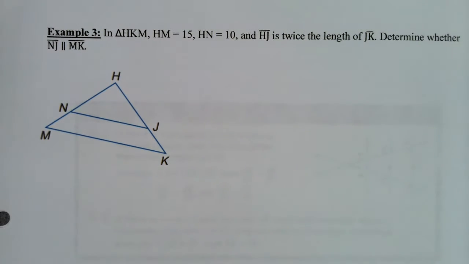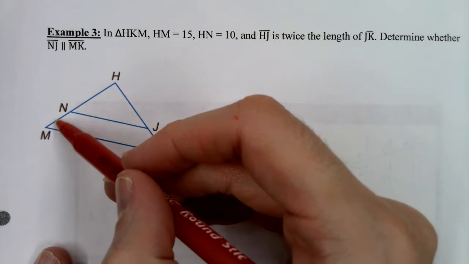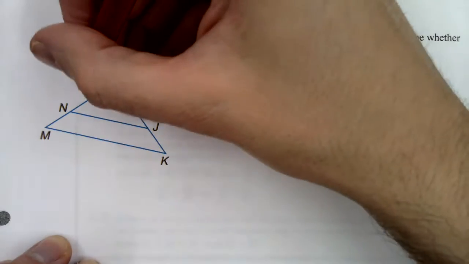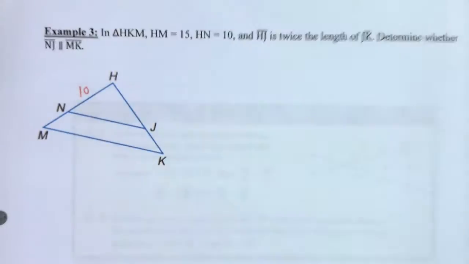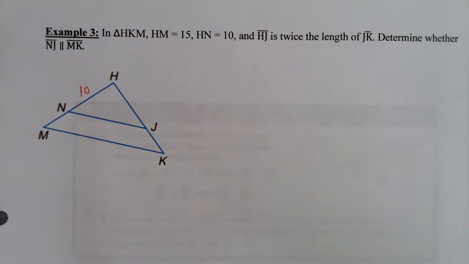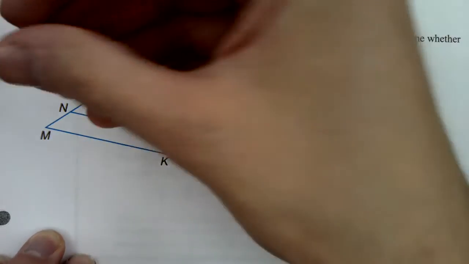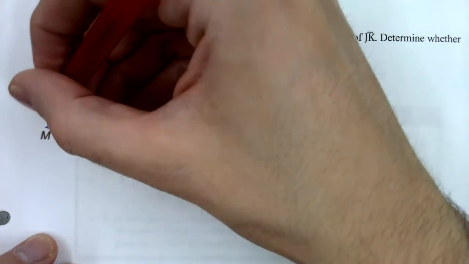Okay, so here we go. Example 3. In triangle HKM, HM, which is this entire side, equals 15, and HN equals 10. So let me label that. HN is 10. Okay, so we just said the entire side was 15. So if this part is 10, this bottom part has to be 5.